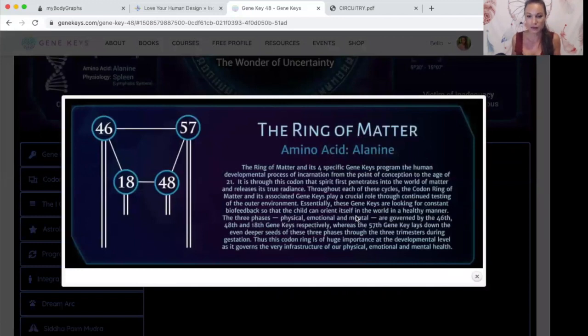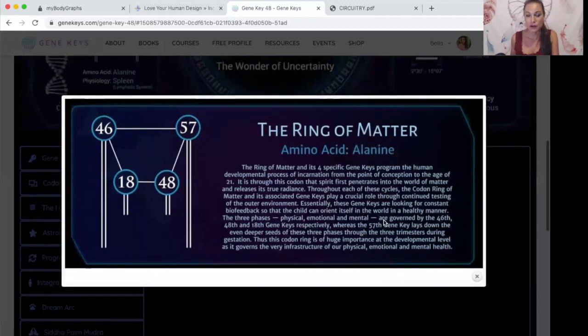And if we see here what it says, these are three phases: the physical, the emotional, the mental. So physical 46, emotional 48, and mental 18. And then it says, this codon ring is of huge importance at the developmental level, as it governs the very infrastructure of our physical, emotional, and mental health. So we go through these 7-year cycles from when we are born, where we develop first the physical body, then the emotional body, and then the mental body. So the 48 has to do with the emotions. It has to do with emotional intelligence.